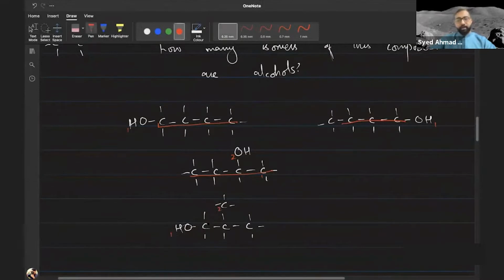Don't mind the dogs, please. So we have 3 carbons here, definitely an isomer, because I cannot join 4 carbons like this, and now I have changed the position of carbon and OH.